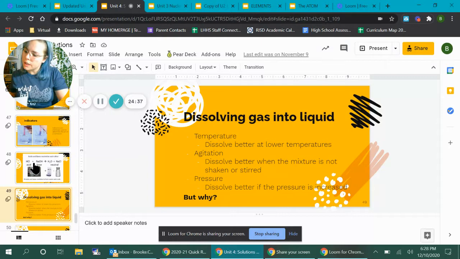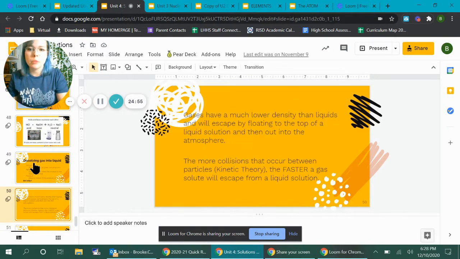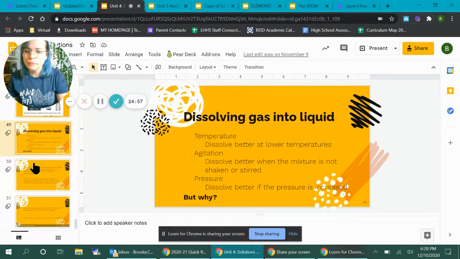Do I want to talk about dissolving gases? Okay, when you think about dissolving gases, think about the opposite of what you think about when you dissolve solids. Gas will dissolve better at lower temperatures, without being mixed, and with more pressure. So pretty much the opposite of solids.